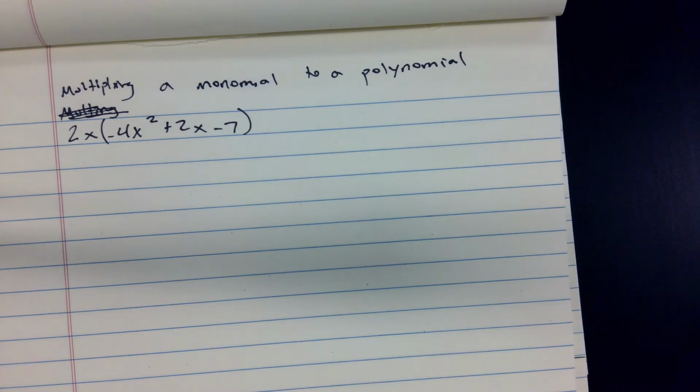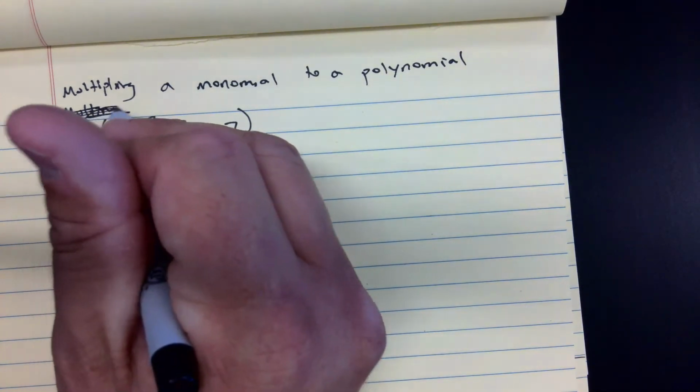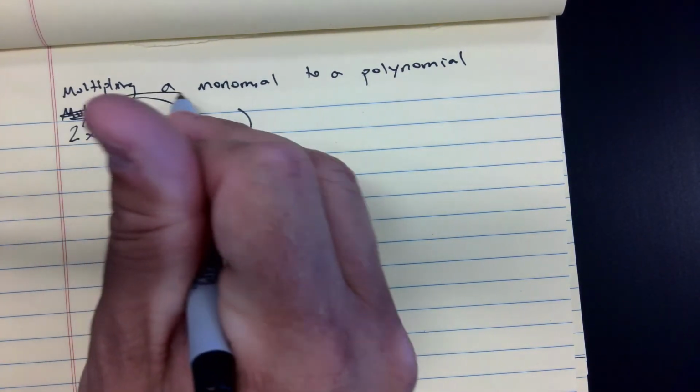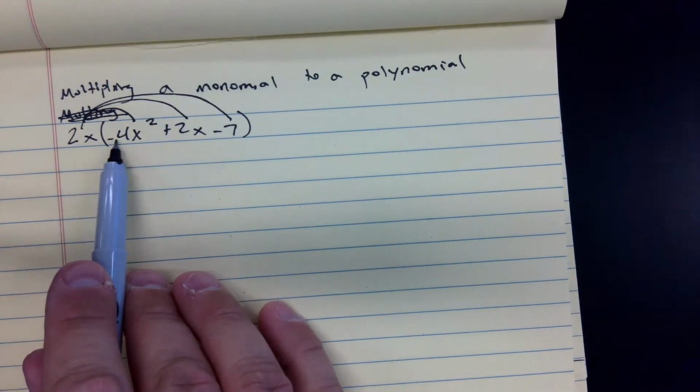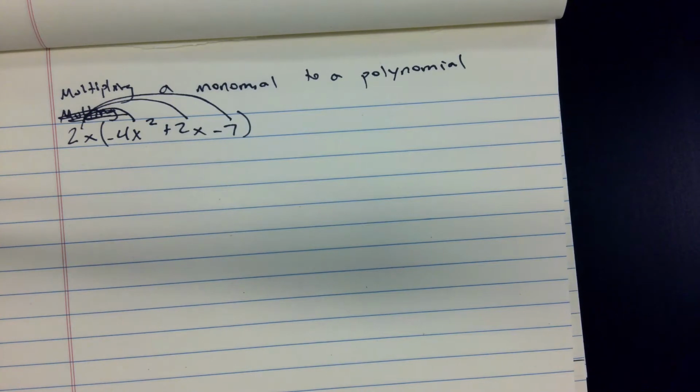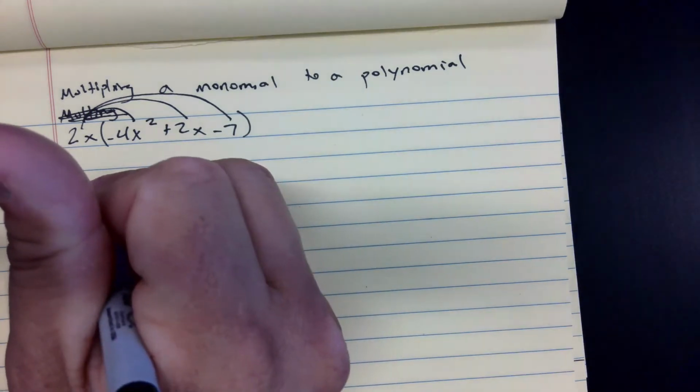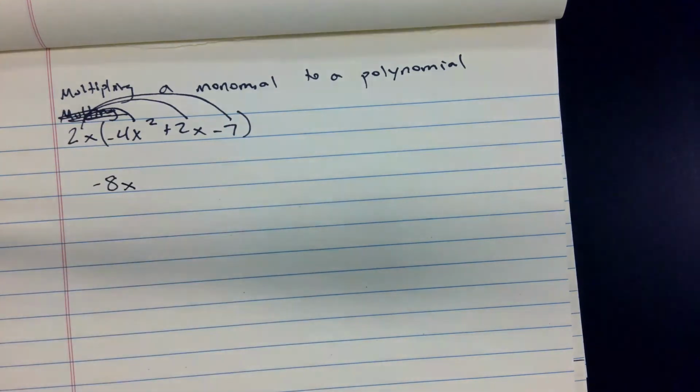So if we have this problem, 2x times negative 4x squared plus 2x minus 7, the way we're going to multiply this is just by distributing that 2x to everything that is inside of it. So who can tell me, what is 2x times negative 4x squared? Raise your hand if you're 100% confident what that is. Preston? Negative 8x. Nope.